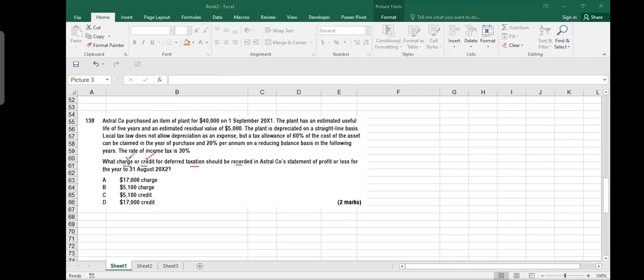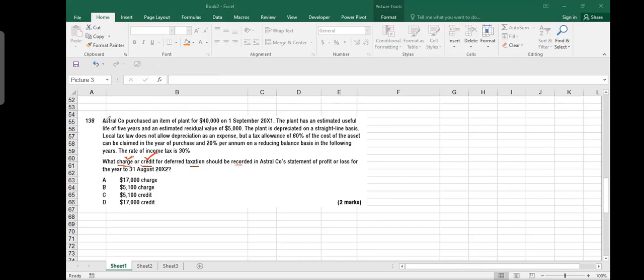Charge means expense, which means that if the deferred tax is increasing, that is called a tax charge. Or maybe a tax credit, which means that your deferred tax liability is decreasing. So when I say charge or credit, it means that maybe the deferred tax liability is decreasing. If it is decreasing, that is a credit. If it is increasing, that would be called a charge. Charge means expense. In the statement of profit or loss for the year to 31st August 2002.